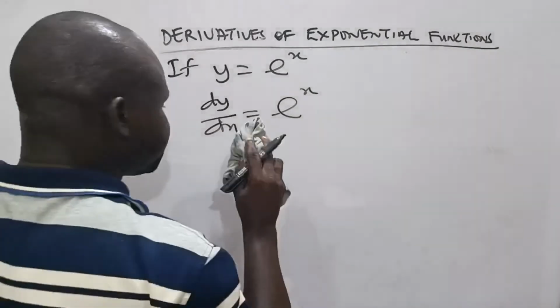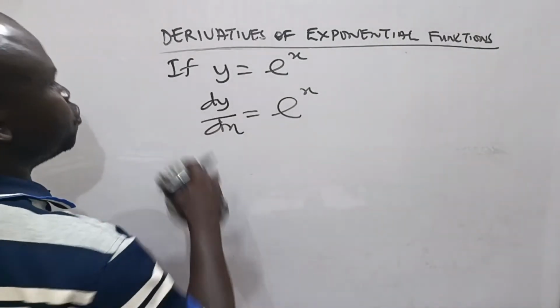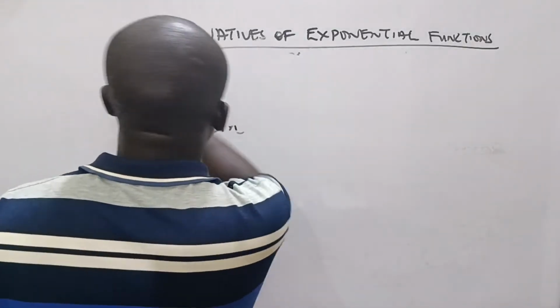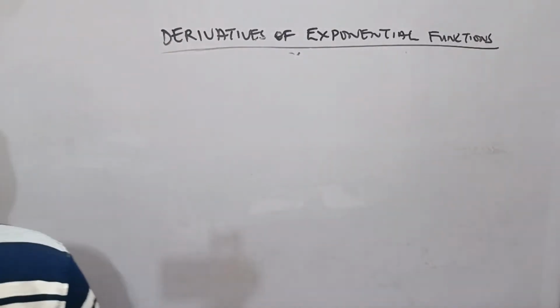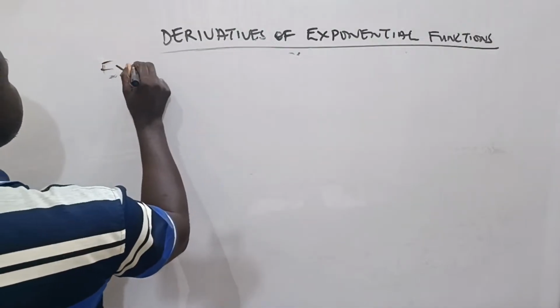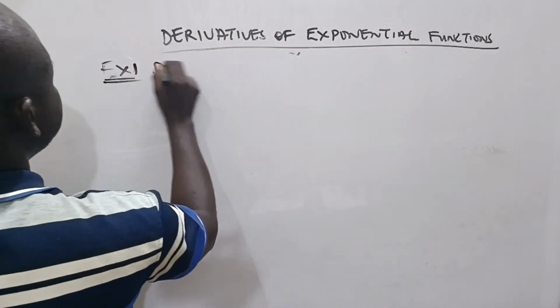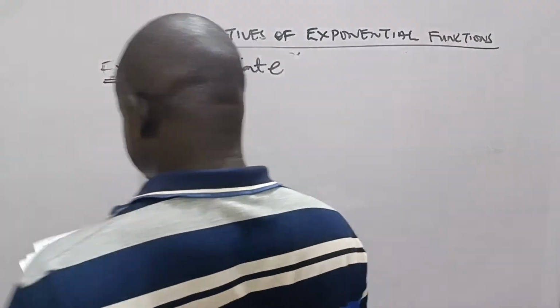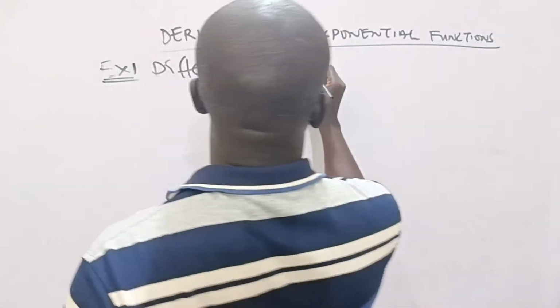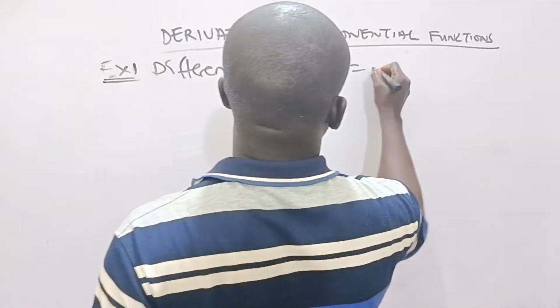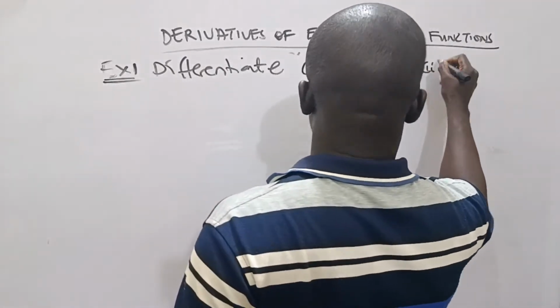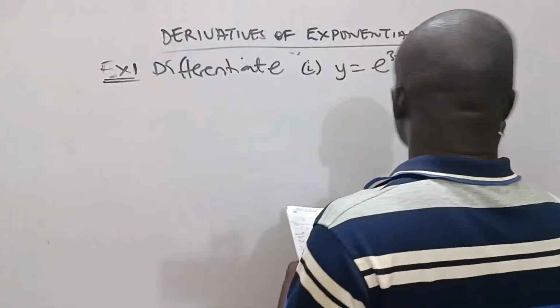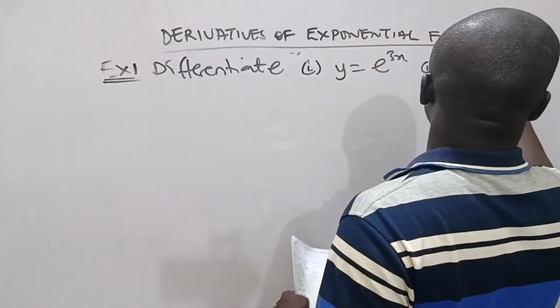Okay? For differentiation, you multiply. For integration, you divide. So let's see examples. Let's just take two examples on this. Differentiate, or the question will say find the derivative. It's still the same thing. Differentiate. Number 1, y is equal to e raised to 3x. Then another one where we have e raised to tan x.